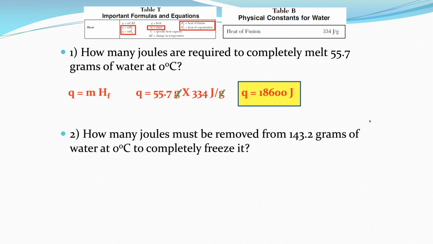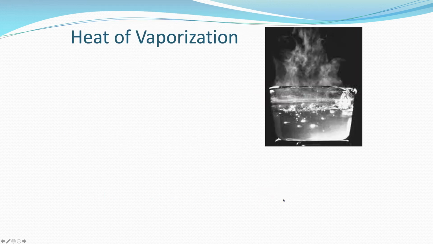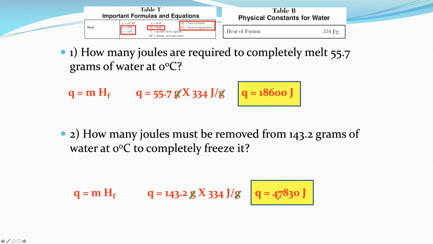How many joules must be removed from 143.2 grams of water at 0 degrees Celsius to completely freeze it? Well, we just take the mass and multiply it by the heat of fusion. And then grams will cancel and give us the number of joules. However, we must round it. 4 sig figs, 3 sig figs, so we need to round this to 3 sig figs. So the answer should be reading 47,800 joules if properly rounded.